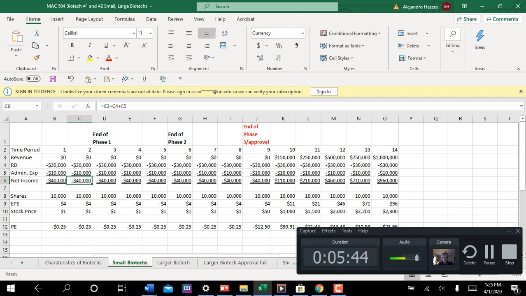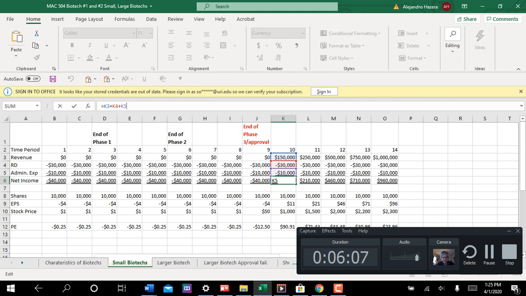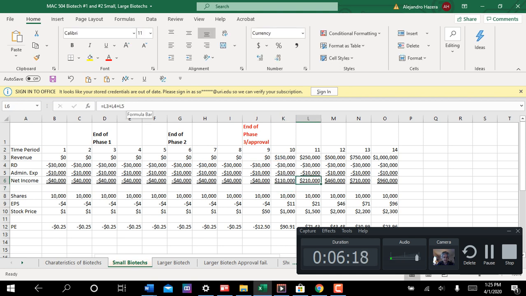So for each one of these years, they have negative $40,000 in earnings. Now, once you get out to the 10th year, the assumption is that the drug begins to sell after approval, and you have revenue, an increasing amount of revenue each year, less the same amount of expenses. So you see that the income goes up mainly because the revenue is going up.